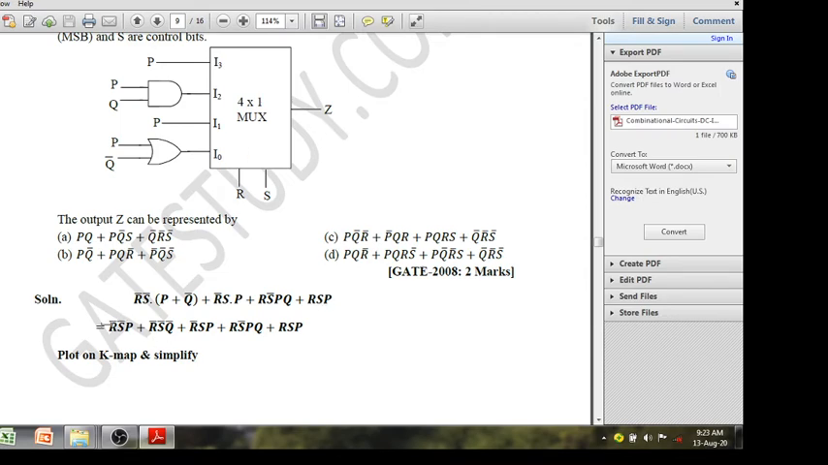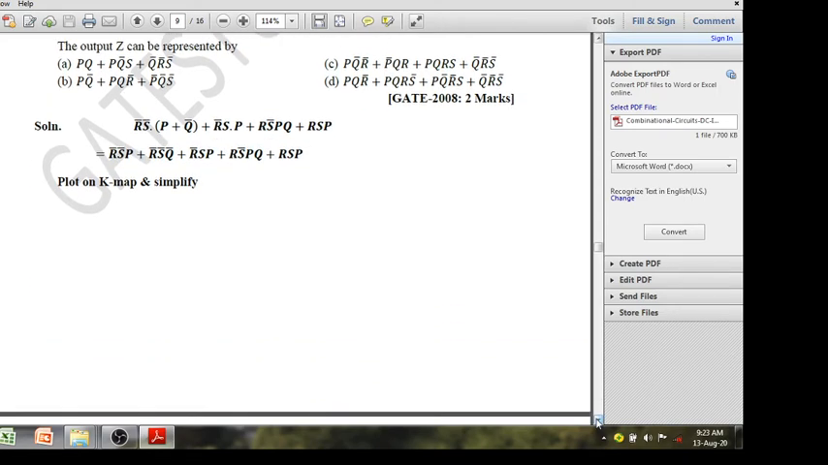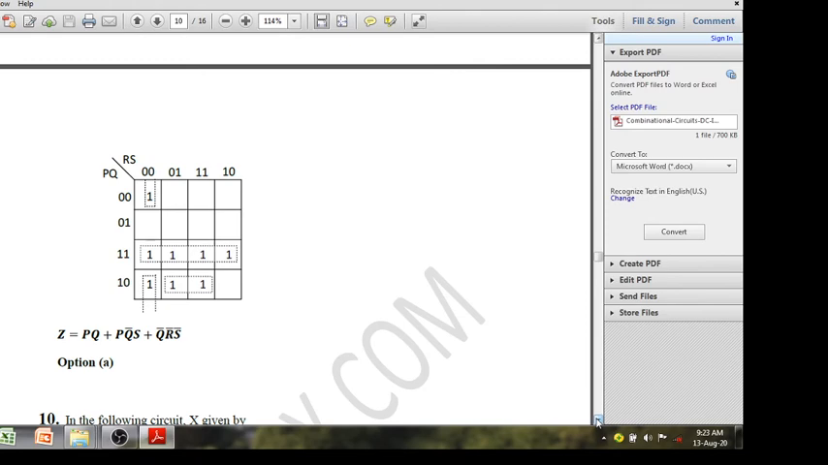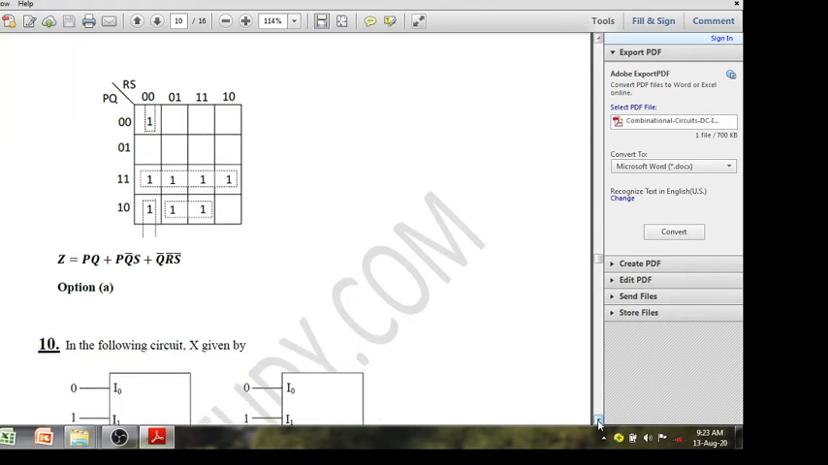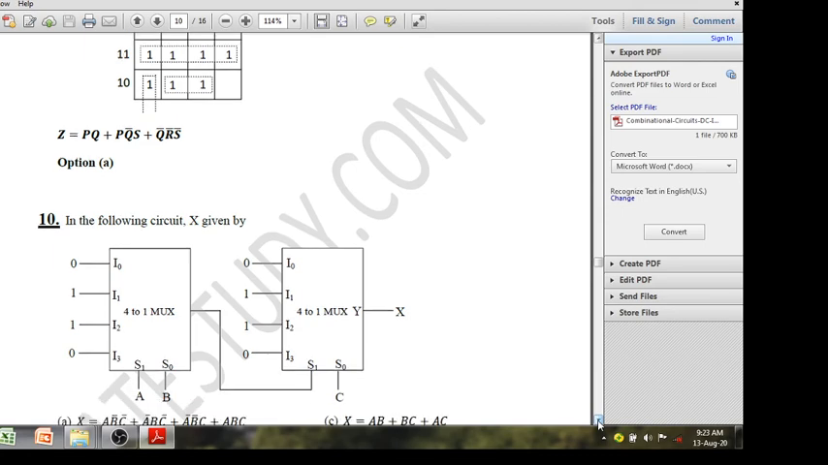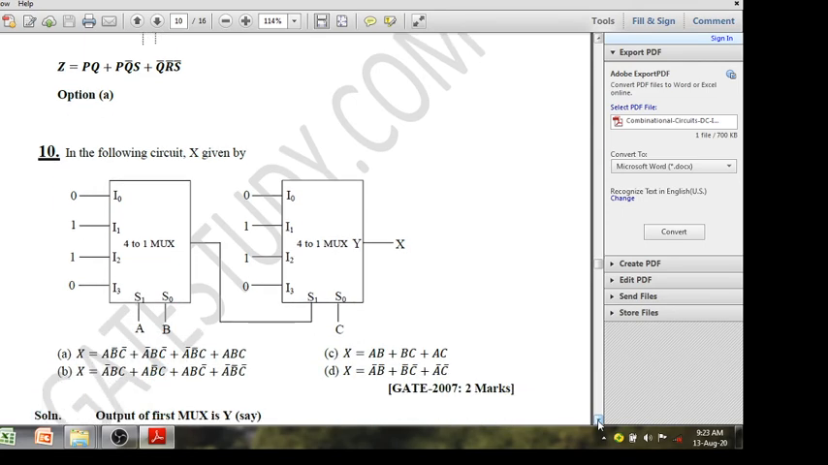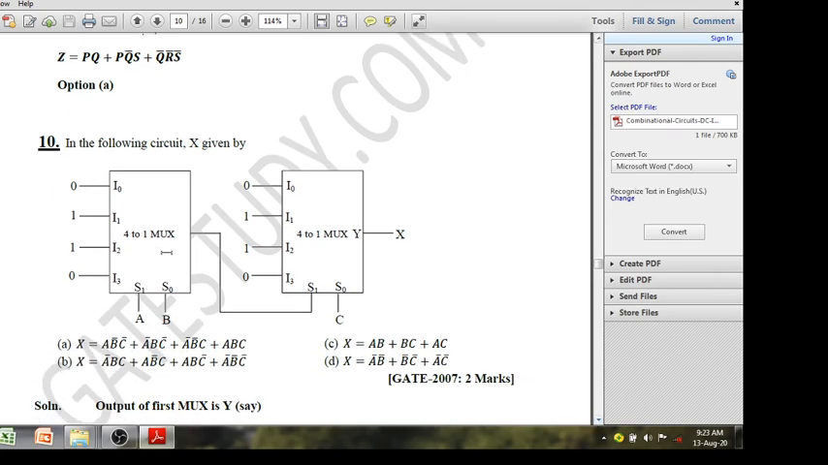So when you solve, it will give this answer. You can use a K-map here, 1 quad and 2 pairs for this. So in the GATE exam, generally it asks questions from multiplexers. Again there is a multiplexer question, again it is a 2 marks question.